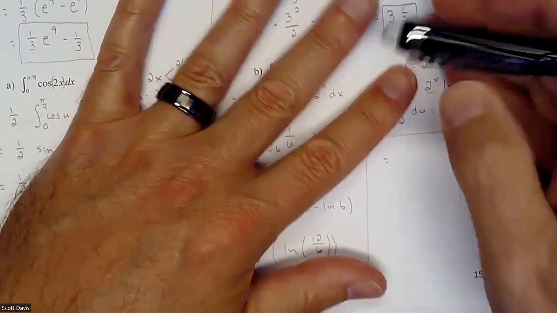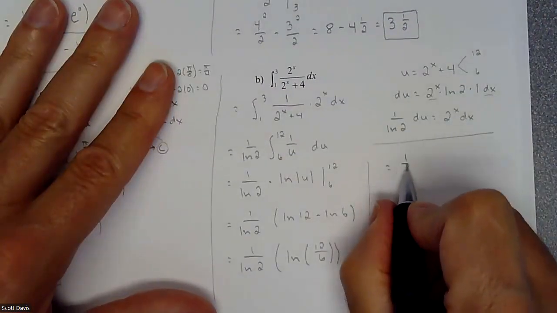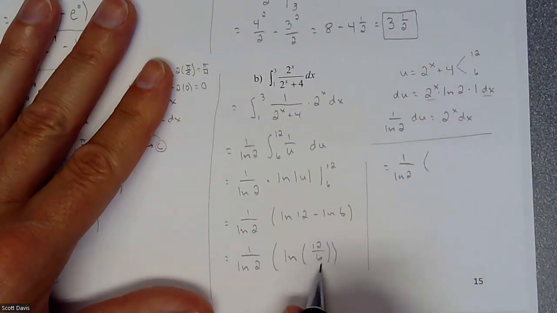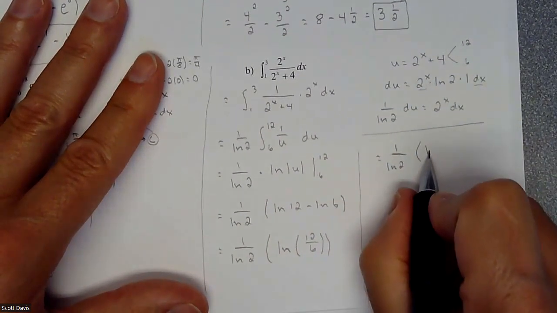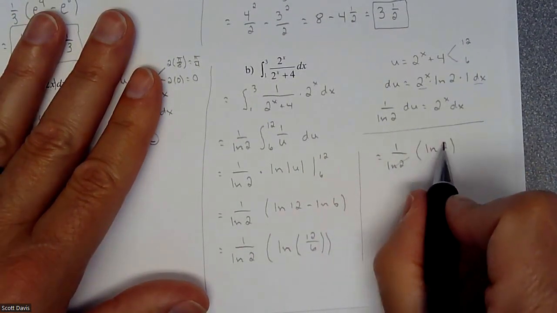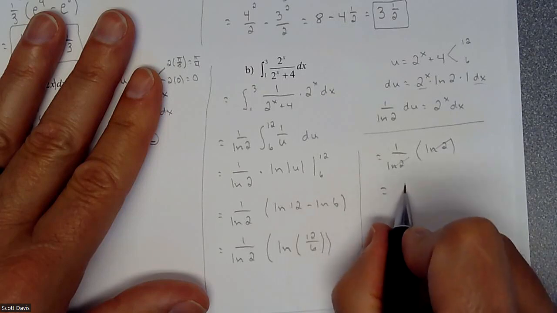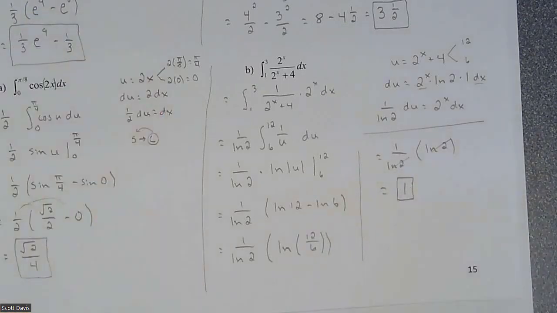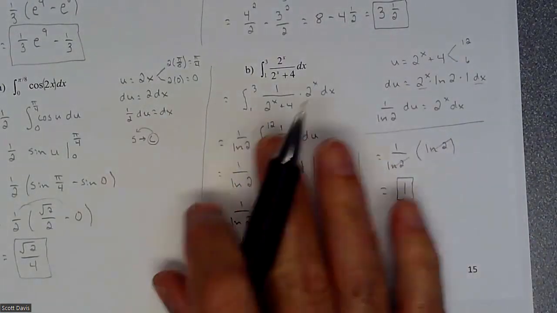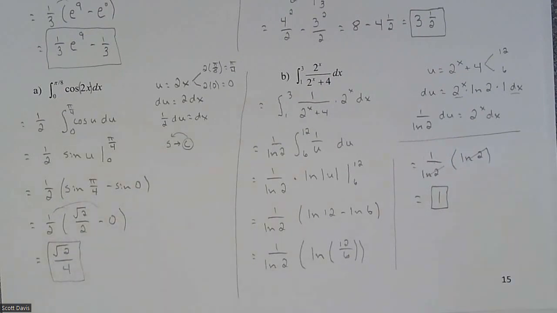Sorry, let me rewrite this. So I have 1 over natural log of 2. And this natural log of 12 over 6 becomes natural log of 2. And then 1 over natural log of 2 is going to cancel with that, making your final answer just be a 1. So that was finding the area under the curve.